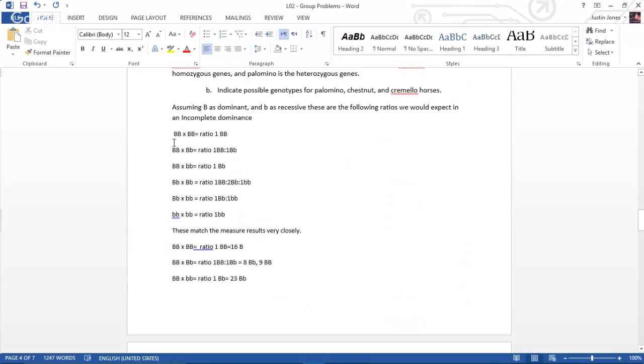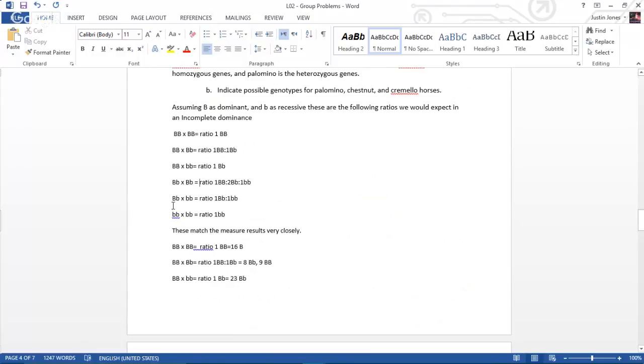So if you had 2 dominants, you'd get a 1 ratio. If you did this double dominant with just the 1 recessive, you get that. BB, 2 little b's, you would get just that 1 ratio. Here's the heterozygous, which would give us the 4 different options. If it's complete dominance, this would be a 3-to-1, but because it's an incomplete dominance, you get 1, 2, and 1.